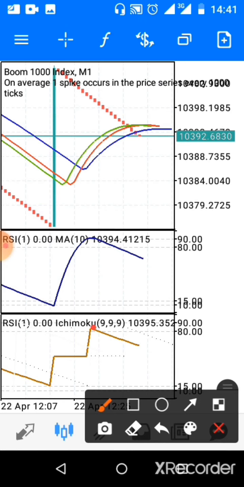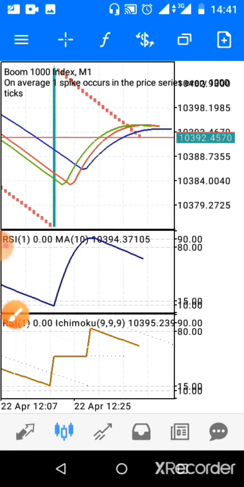That's on boom. Our third condition, we wait for these candlesticks to touch the top of the three lines, which is the green line right there at the top. So once those conditions are met, we can take our sell on boom. Then we simply do the opposite for crash.